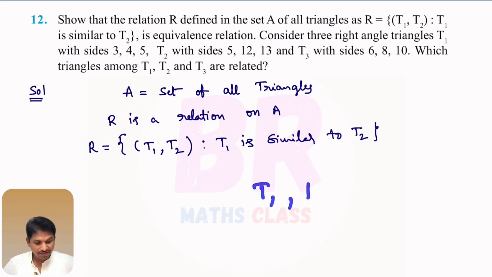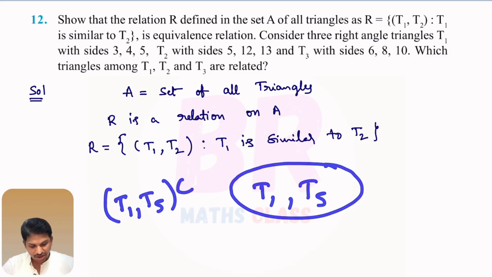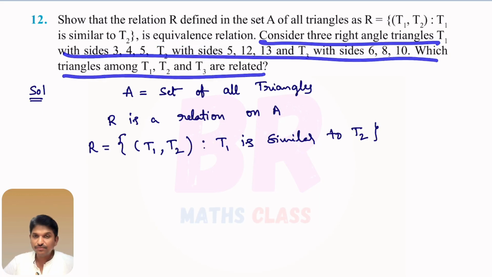Suppose T1, T5 are not similar triangles. Then does T1, T5 belong to this relation or not? Only if the triangles are similar do they belong to the relation. Otherwise, we say the pair does not belong to this relation. They are saying to show that this relation is an equivalence relation, and some other extra information is there that we will discuss at the end of this solution.